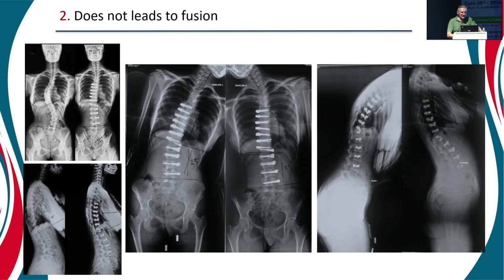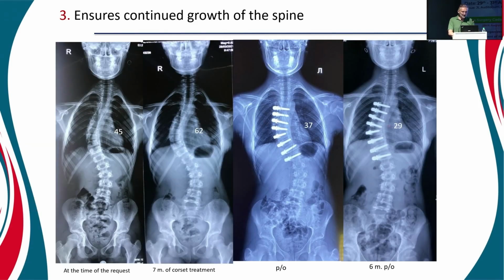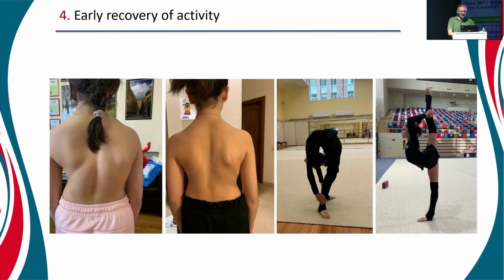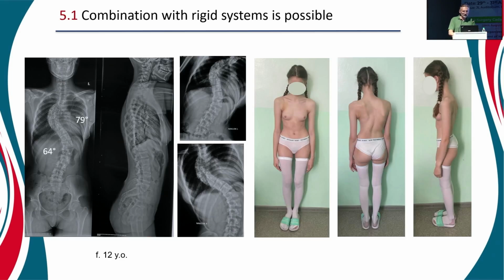On X-rays after surgery, after 3 and 4 years, it does not lead to fusion. It's a no-fusion technology, and on the functional X-rays we can see movement in the segments that underwent fixation. It's possible, of course, to use it like the VBT technique. It ensures continuous growth of the spine, and after the surgery the patient can get back to sport and do different exercises. We can do a combination with a rigid system.